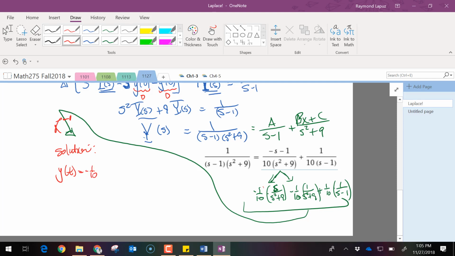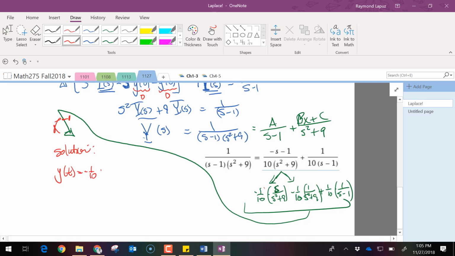And then the s over s squared plus 9, remember that translates back into sine or cosine? Sine? Cosine? So the 9 is actually 3 squared, so that's the coefficient of the angle. So what did you say, cosine? Cosine 3t minus 1/10 sine 3t. And then our last one over here is going to be the exponential function again, plus 1/10 e to the 1t, right? So the negative is built in. Okay?